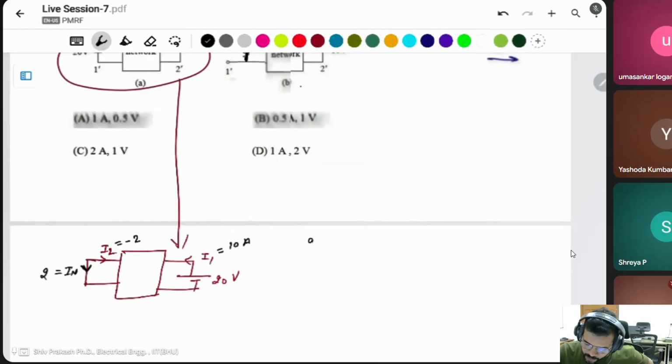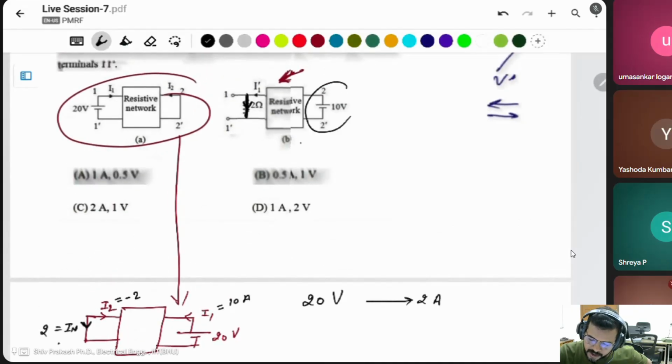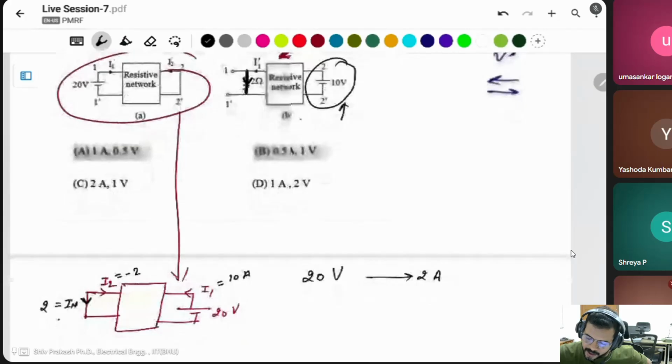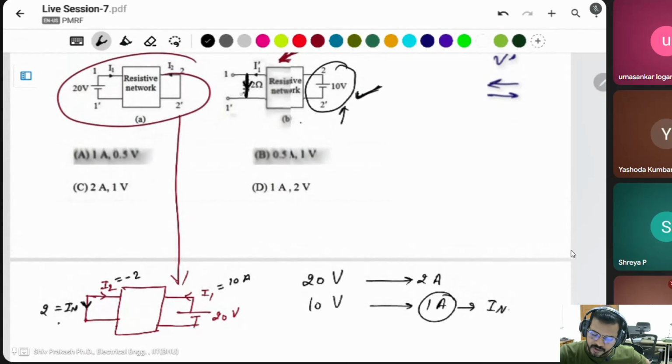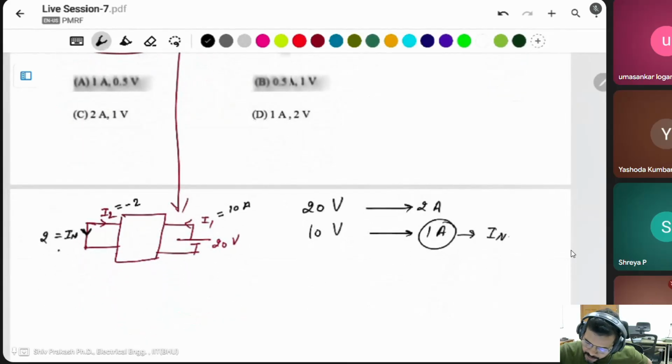It means when you apply the 20 volt, the current flowing is 2 ampere. But the question is asking about when the voltage applied is 10 volt. If the voltage applied is 10 volt, then the current is simply half of this, 1 ampere. This is the Norton's current, which is what the question is asking. Then we have to find the equivalent resistance. Simply, the voltage applied divided by the current, 20 by 10, is equal to 2 ohm.